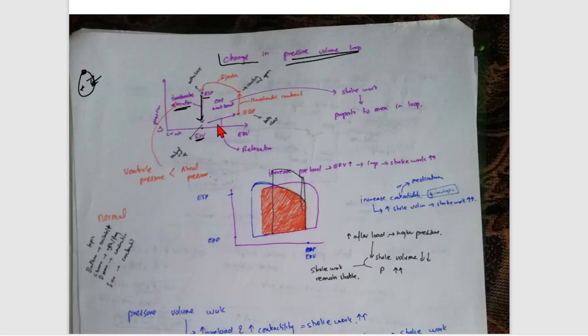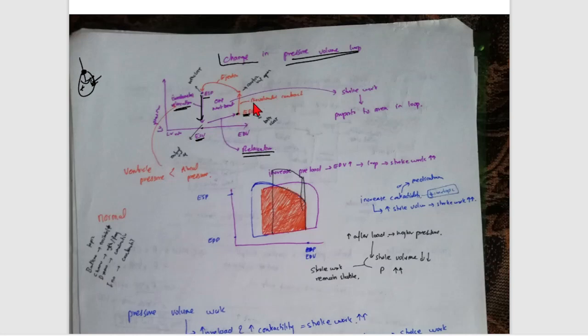Now after that, relaxation occurs when the mitral or tricuspid valve opens, so blood moves in and the ventricle becomes filled. When the ventricle is filled, the diastole is completed. The aortic valve is closed and the mitral valve is open. When the diastole is complete, this is the end diastolic pressure.